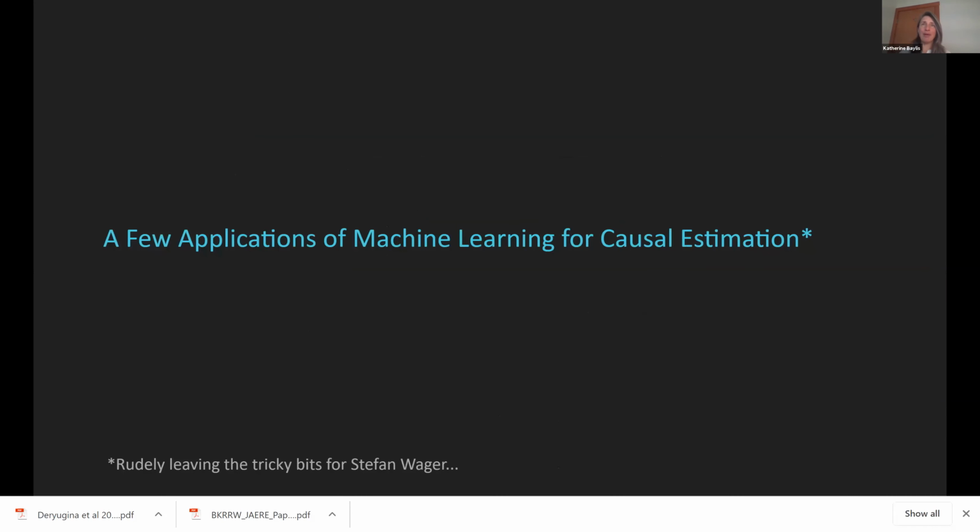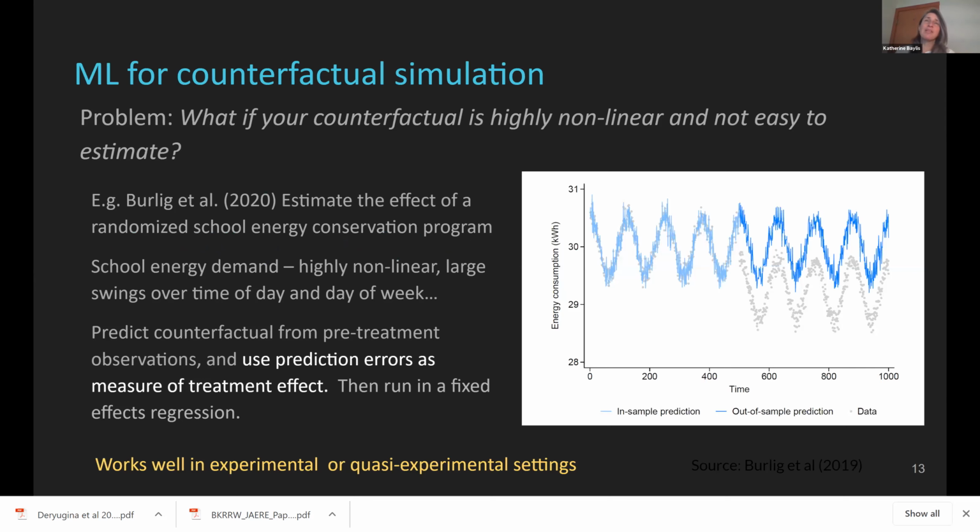Now I want to step back, because as applied micro people, a lot of what we do is causal work, and I want to touch on where we could use machine learning for causal estimation. Again, leaving all of the heavy lifting for Stefan Wager. I just want to walk through some examples of where some of these techniques are currently being used in agricultural and environmental economics.